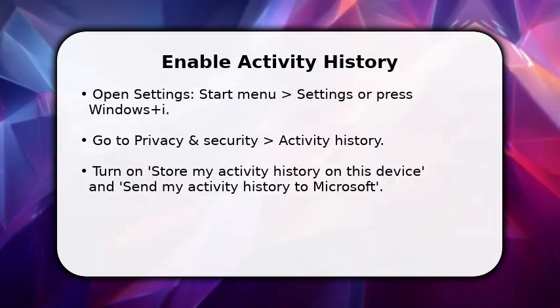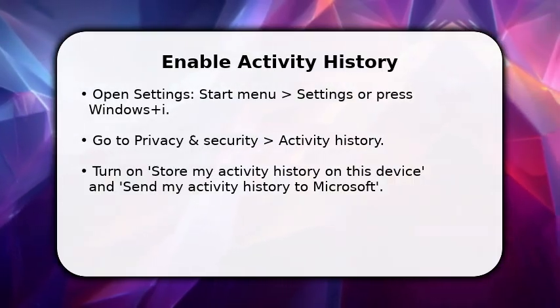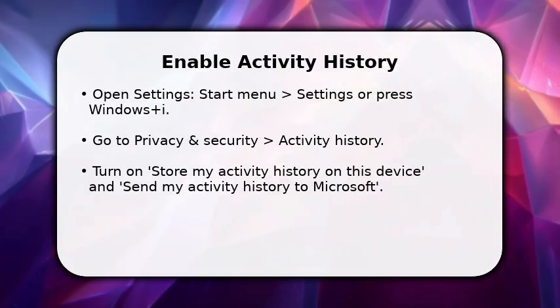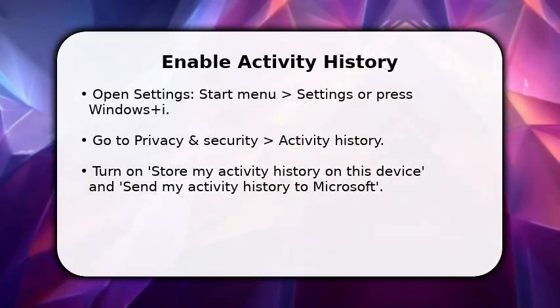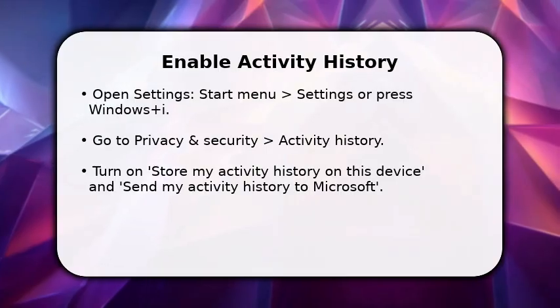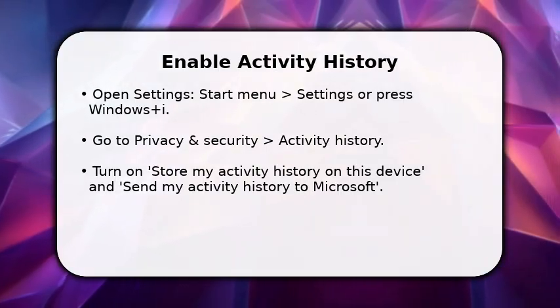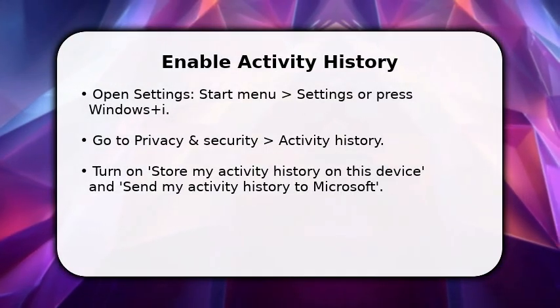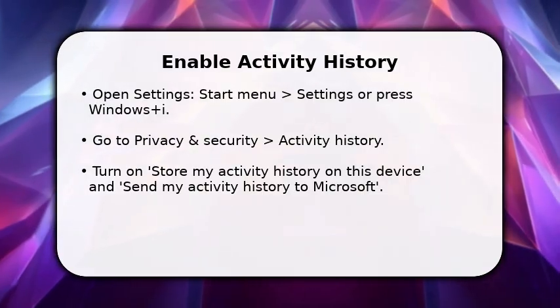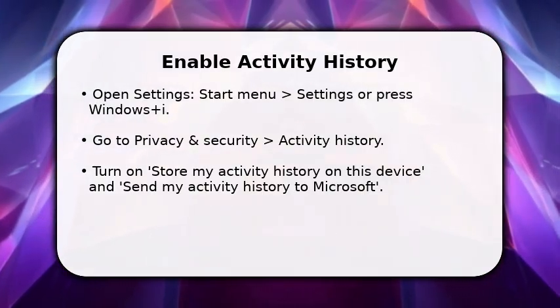Turn on both Store My Activity History on this device and Send My Activity History to Microsoft if you want cross-device syncing. You need these switches on to collect timeline entries. Without them, you won't see past actions. Make sure your account is signed in and sync is allowed, because that's how Windows links activities to your account.